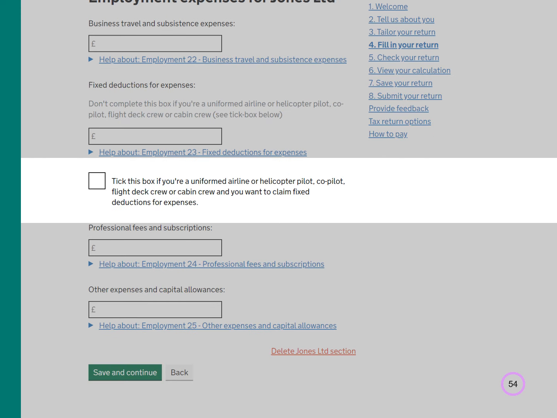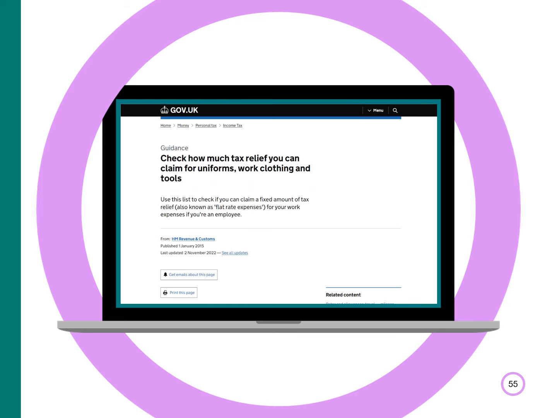If you are a uniformed airline or helicopter pilot, co-pilot, flight deck crew or cabin crew, don't enter an amount in this box. Just use the ticks box and the correct amount will be included in your tax calculation. This page on gov.uk has a list of industries, jobs and the agreed amount you can claim tax relief on. Just scroll down the page to find the list.